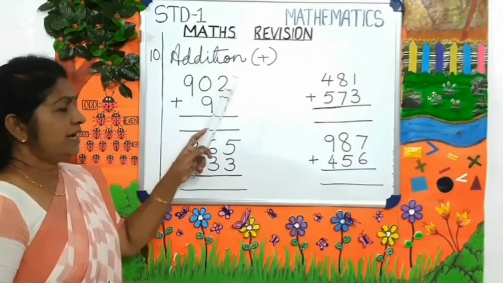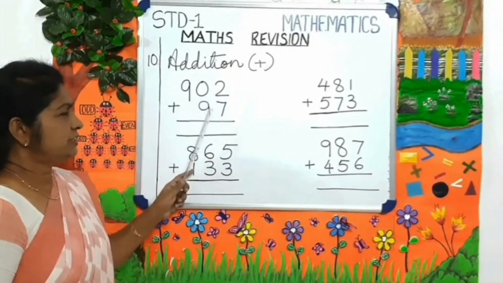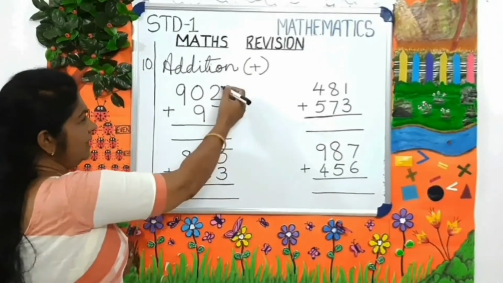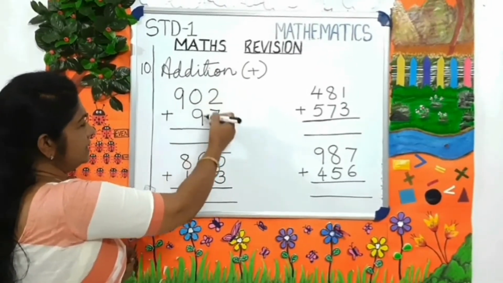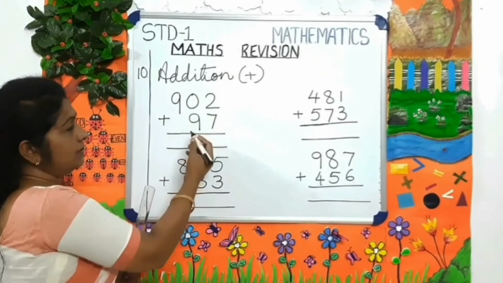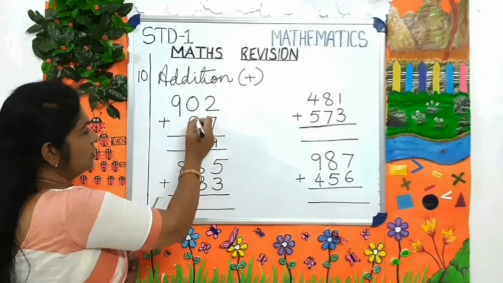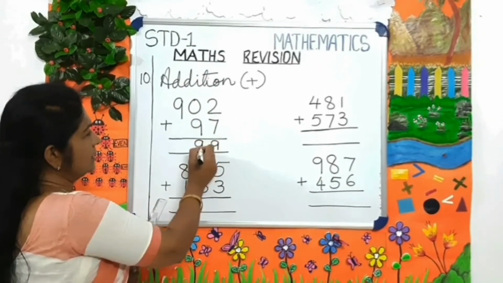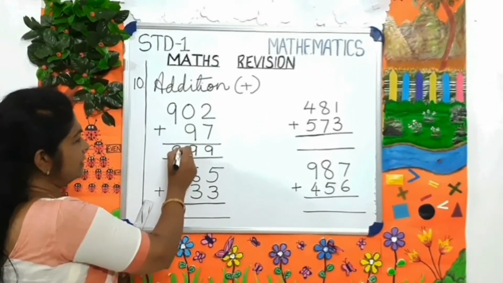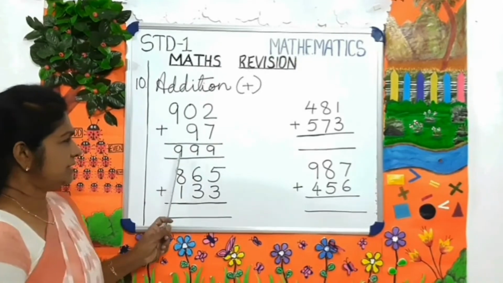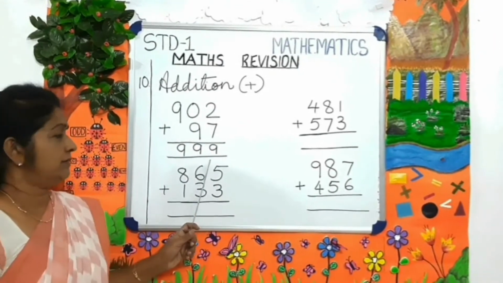10th question is addition. Here is the first question. First we will add ones and ones, then tens and tens, then hundreds. Okay. Now 2 plus 7, 9. 0 plus 9, 9. 9 itself, so 9 will be written here. So the answer is 999.